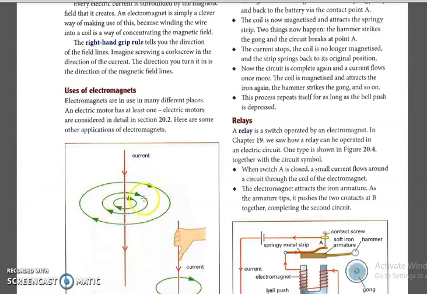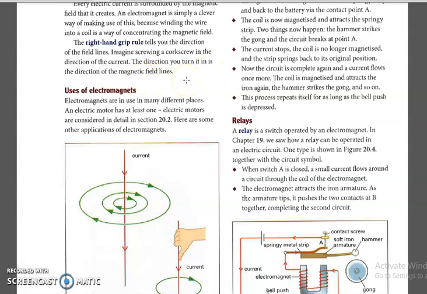Here magnetic fields are more concentrated near the conductor. As the distance increases, we can see that the concentration is decreasing. This rule is known as the right hand thumb rule, or it is also known as the right hand grip rule or screw rule. Here they are telling, imagine screwing a corkscrew in the direction of the current. The direction you turn is the direction of the magnetic field.